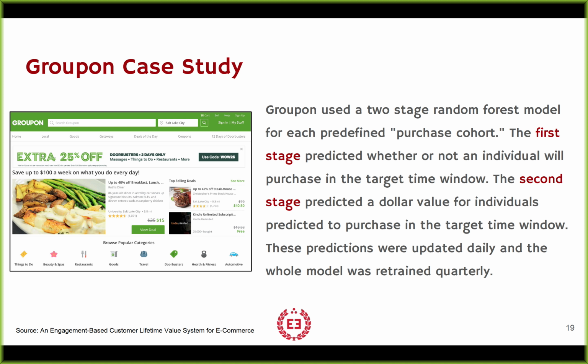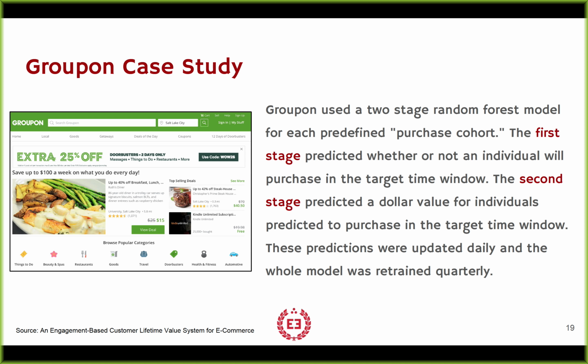This is a really good example, the first of 2, of a highly thought out data science approach to doing individual customer lifetime value assessments. And it was 2 stages. So they were using random forests. If you don't know what random forests are, they're built on decision trees. You can look it up.